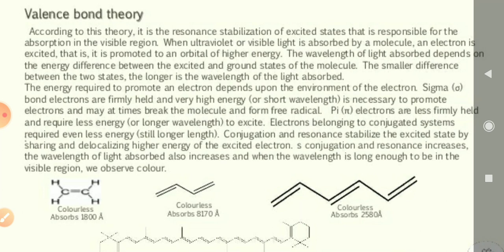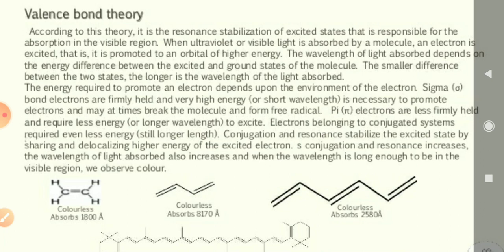The wavelength of light absorbed depends on the energy difference between the excited and the ground state of a molecule. The smaller the difference between the two states, the longer is the wavelength of light absorbed. The energy required to promote an electron depends upon the environment of the electron. For a sigma bond, electrons are firmly held and it requires very high energy, or a short wavelength, to promote an electron, and it may at times break the molecule and form free radicals.